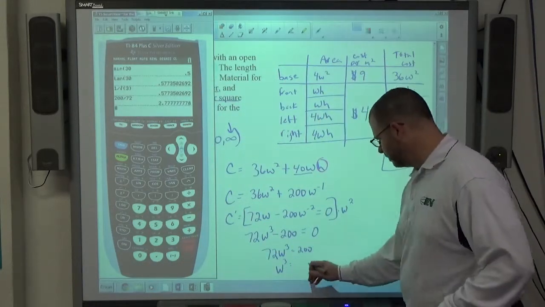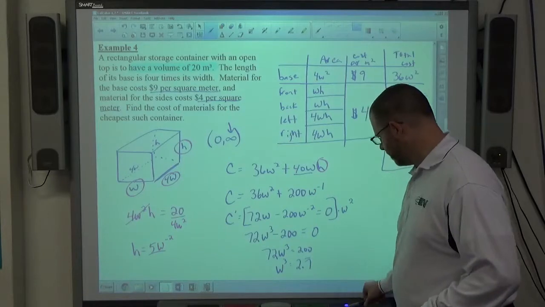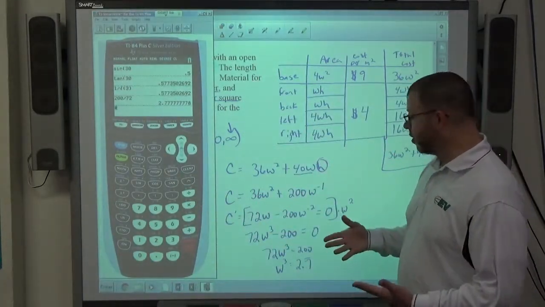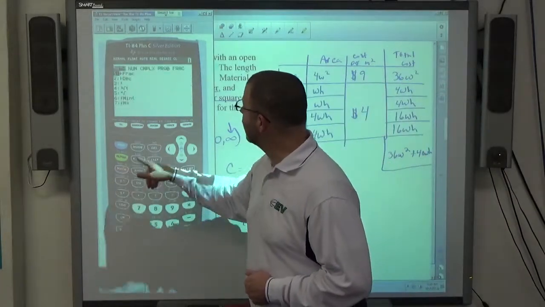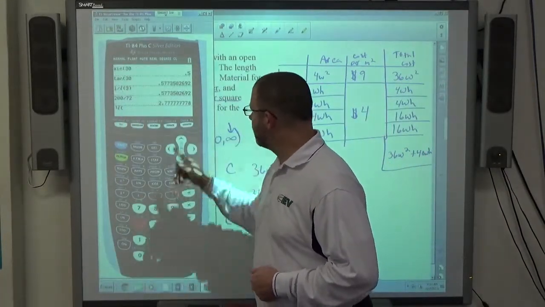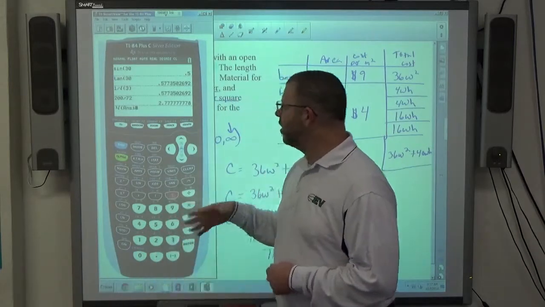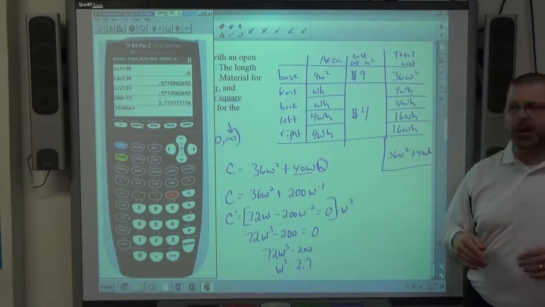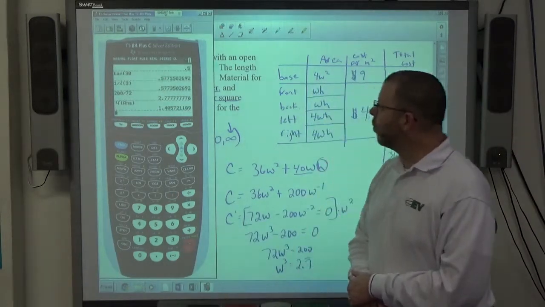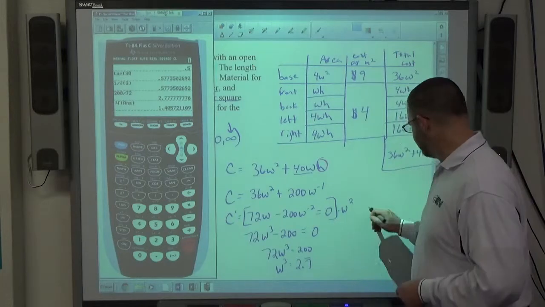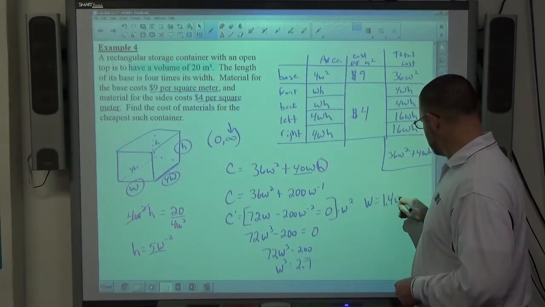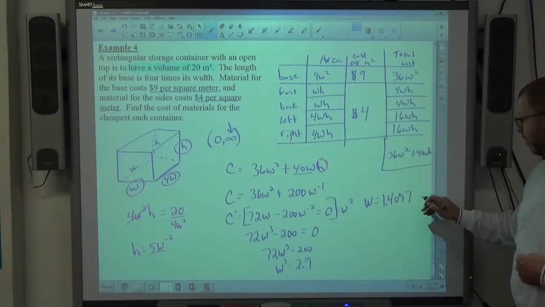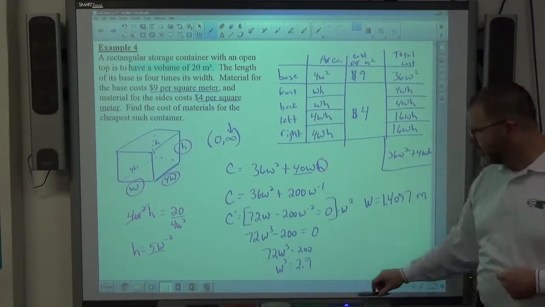So W cubed is equal to whatever 200 divided by 72 is. 2.7 repeating. And if W cubed equals that, then W is going to be the cube root of that number. So math 4 is cube root. And I'm just going to type in answer. If you go 4 decimal places, you're fine. But if you do answer, you're going as many decimal places as the calculator can hold. 1.4057. W represents the width. The dimensions are in meters, so that's 1.4057 meters is the width.